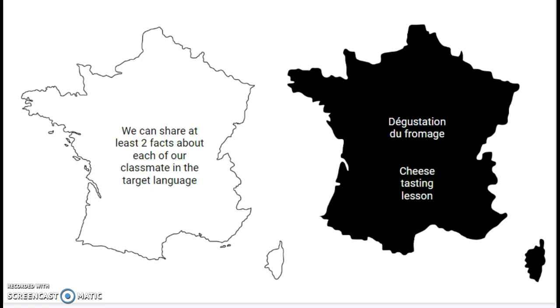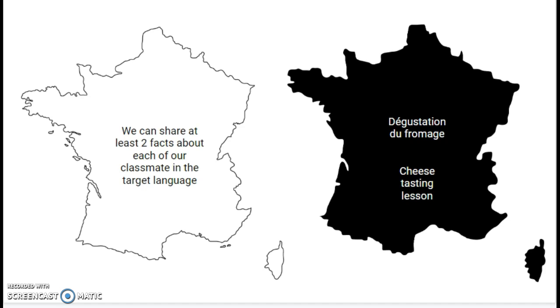So I wrote one objective example, this would probably be for a level 1 French class: we can share at least 2 facts about each of our classmates in the target language, which is French. And so you can check it off after everyone in the class is able to share at least 2 facts in whatever format that might be, if they have to write it down, if they have to say it, but they do know their classroom's part of this. This is going to be one of the first objectives just so it can build the community within the classroom.